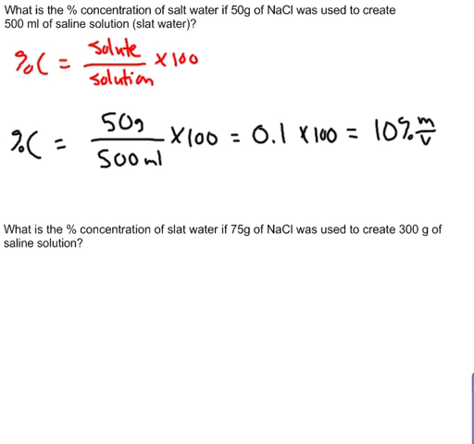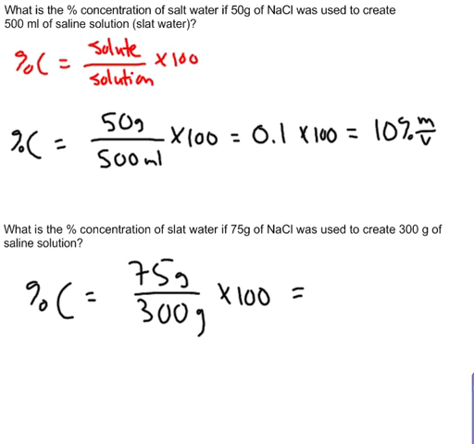In the second example, it's going to be the same formula. Concentration of salt water: if 75 grams of NaCl is used to create 300 grams of saline solution. So it doesn't matter that the other one was a volume. We'd simply put 75 grams over, in this case, 300 grams of solution, which is the total, times 100. And we get 0.25 times 100, which then equals 25%.